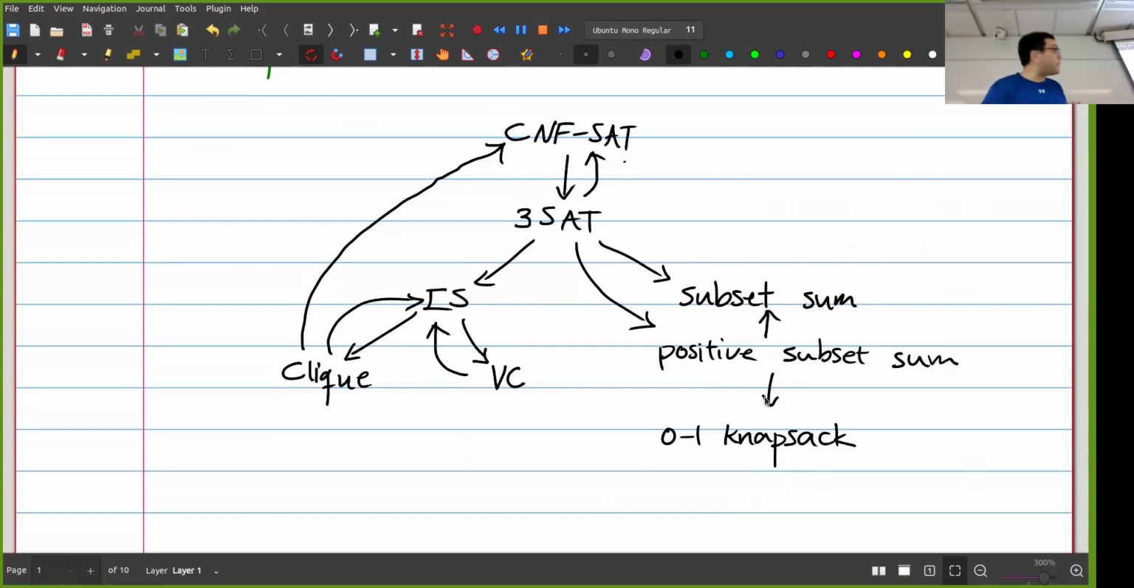So I have this picture now. We started from CNF SAT, we saw that all of these problems are NP complete. But does this make sense to you? If 0, 1 knapsack is NP complete, it means that if I have a polynomial time algorithm for 0, 1 knapsack, then I have a polynomial time algorithm for everything in NP, right? And we know that we don't know that. It's an open problem. No one knows if P is equal to NP. So I shouldn't be able to have a polynomial time algorithm for 0, 1 knapsack.